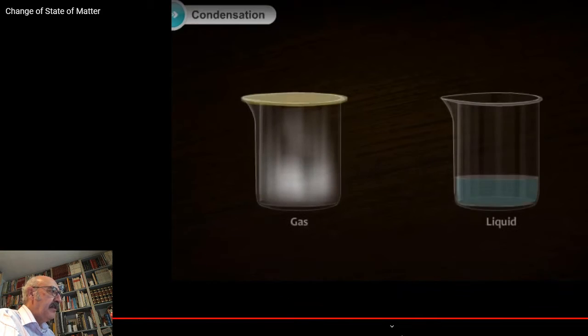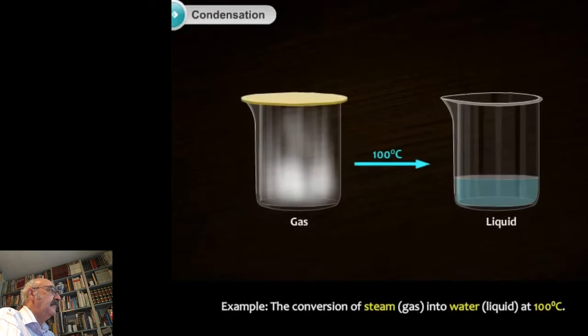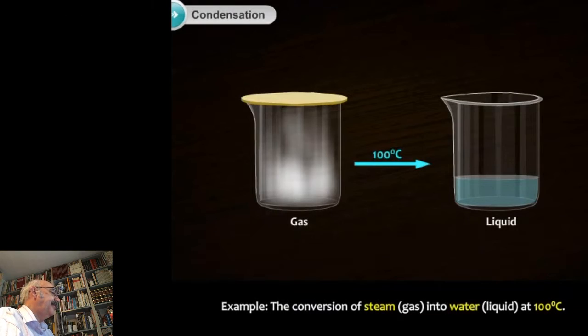But condensation is one thing and vaporization is another. So it's the same temperature. Vaporization is when you have a liquid turning into a gas, and condensation is when you have a gas turning into a liquid. It's the same temperature but the opposite process, for any substance. Example: the conversion of steam gas into water liquid at 100 degrees Celsius.